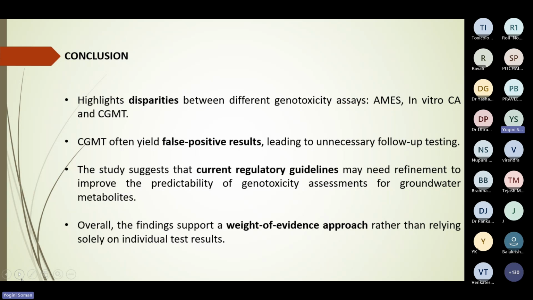And this study suggests that current regulatory refinement is necessary, and we should consider a weight of evidence approach rather than relying solely on the individual test results. So why have I included this case study? There are different battery assays of the Ames test. First is the bacterial reverse mutation assay. If the Ames is positive, then you have to conduct one more in vitro and in vivo. So those approaches we should consider for the genotoxicity assessment.